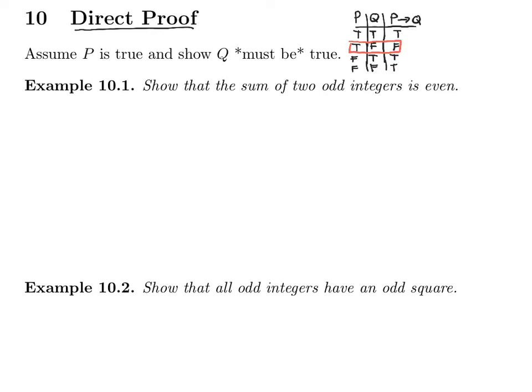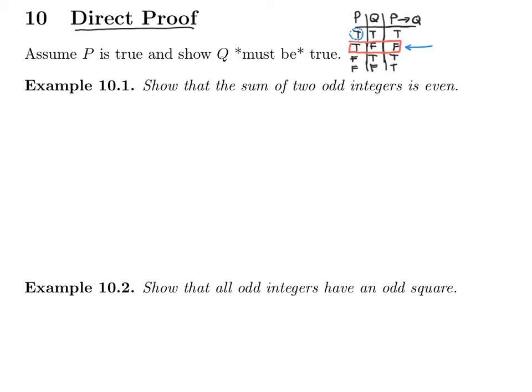So a direct proof, again, is, well, we're going to assume that the if part is true. We're going to assume P is true. And we're going to show that Q, the then part, must be true, that we're never in this dreaded row. Remember, that's what you're trying to avoid. So that if P is true, there's never a situation where Q is false. And that way, this dreaded row will never come up.